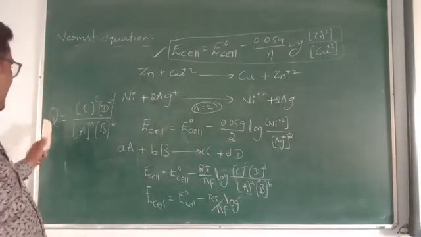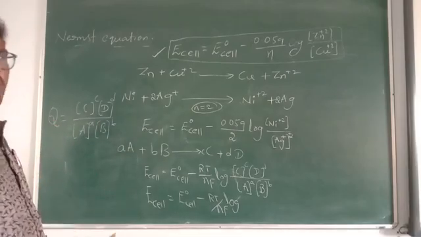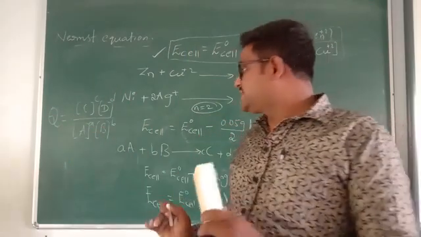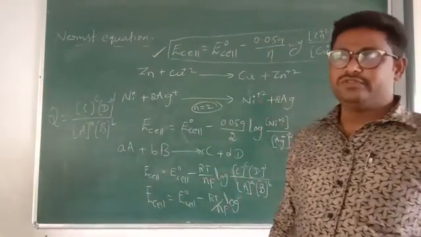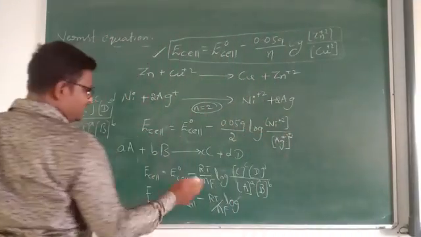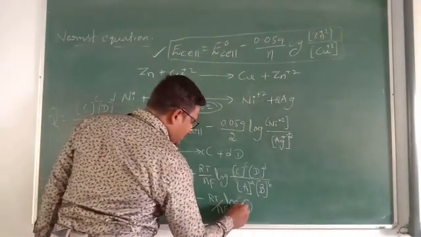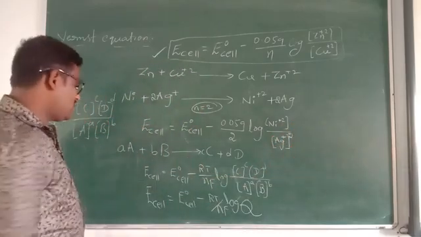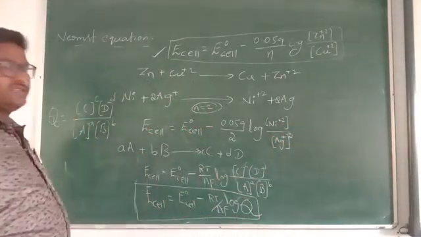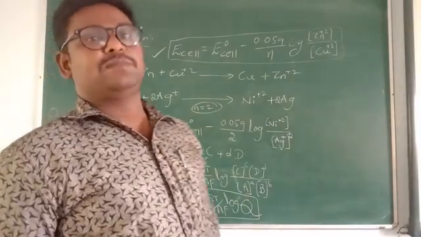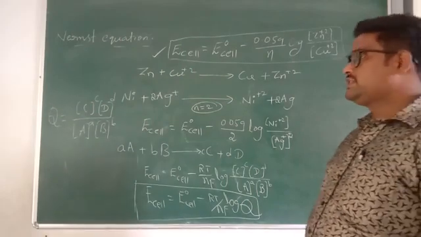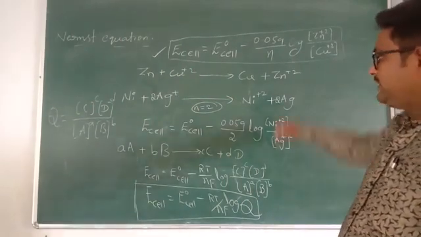In the first year we wrote this as Q, the reaction quotient. At any concentration, the extent of the reaction is called the reaction quotient. We know that. So here, instead of products concentration divided by reactants concentration, we can write Q, which is called the reaction quotient. Okay, this is about the reaction quotient in the Nernst equation.